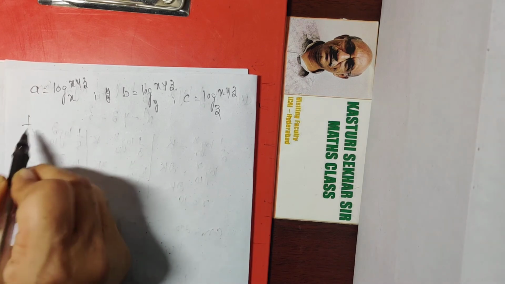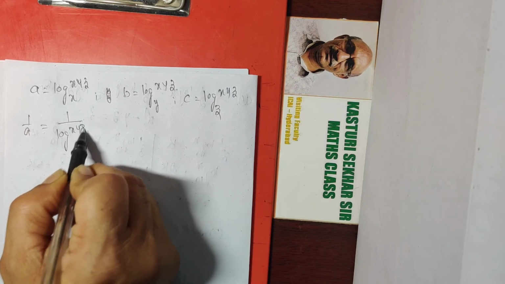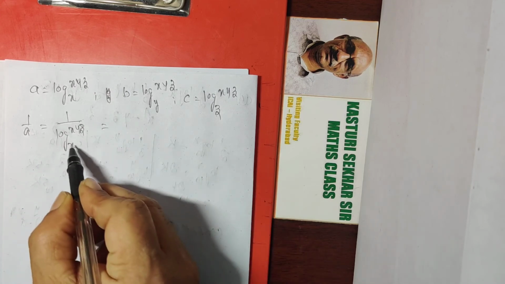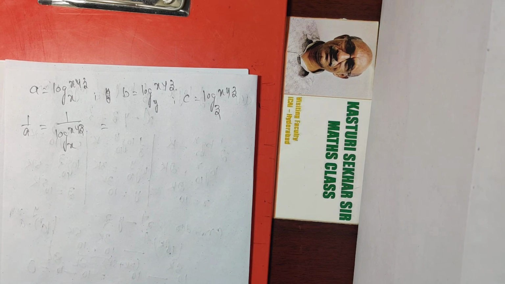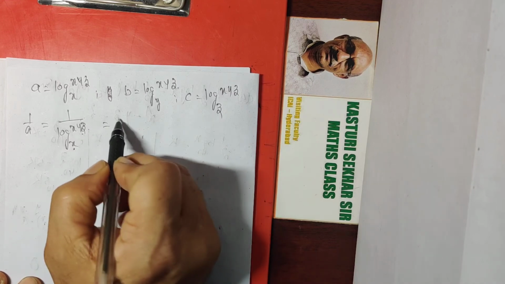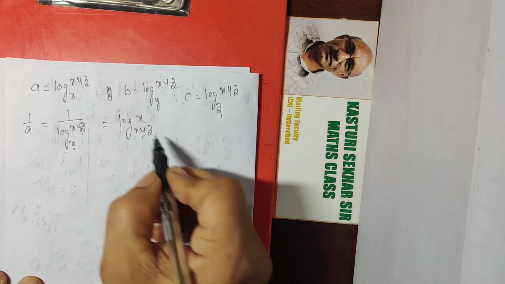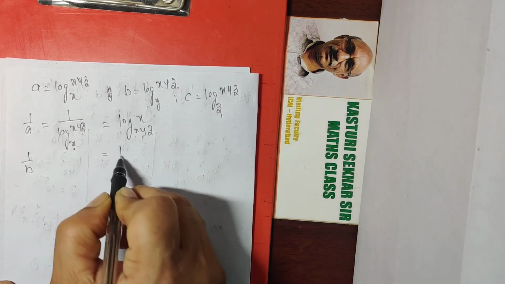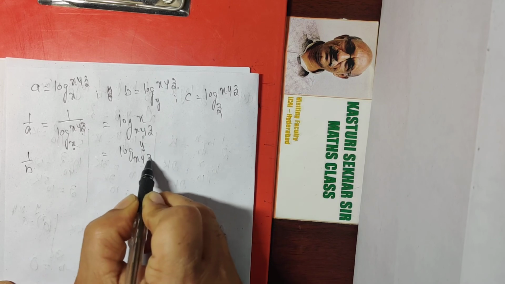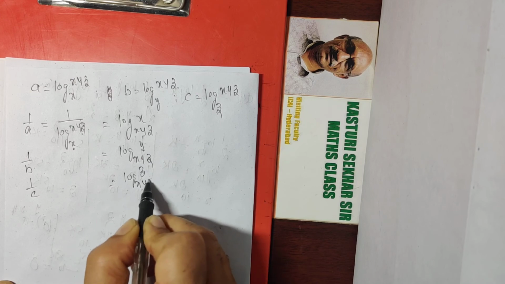Now let me take 1 by a, 1 by log xyz to the base x. Take this log term to the numerator, sir. Whenever you take any log term to the numerator, you have to notice a small change. This base will become number and this number will become base. So this is log x to the base xyz. Similarly, 1 by b is equal to log y to the base xyz. 1 by c is equal to log z to the base xyz.